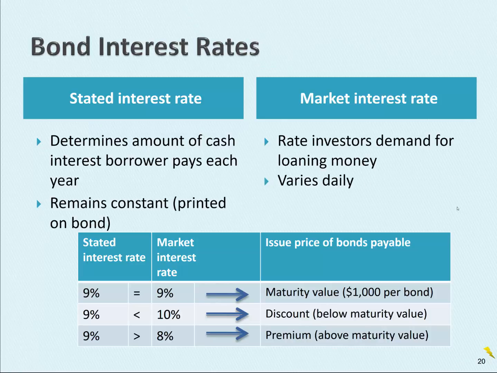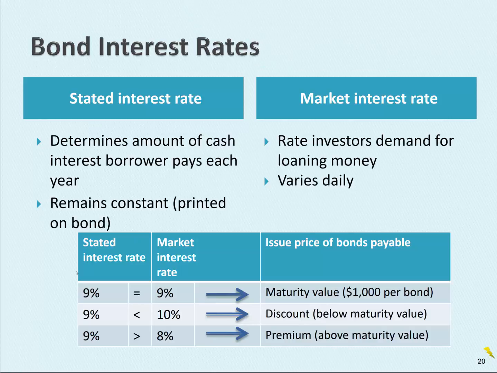The market interest rate, also known as the effective interest rate, is the rate that investors demand to earn for loaning their money. The market interest rate varies daily. A company may issue bonds with a stated interest rate that differs from the market interest rate due to the time gap between the decision of what the stated rate should be and the actual issuance of the bonds.